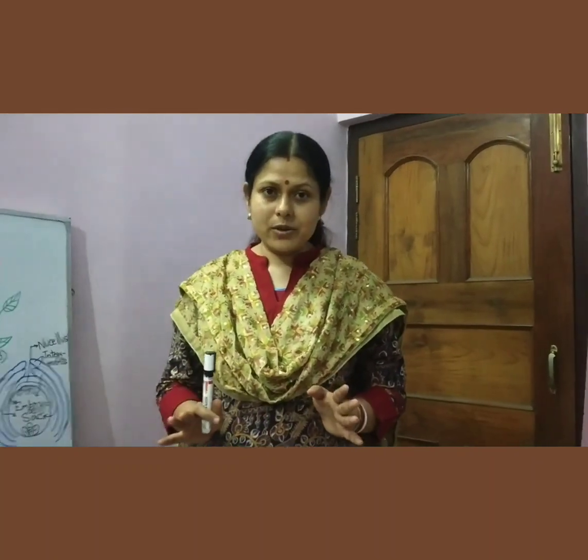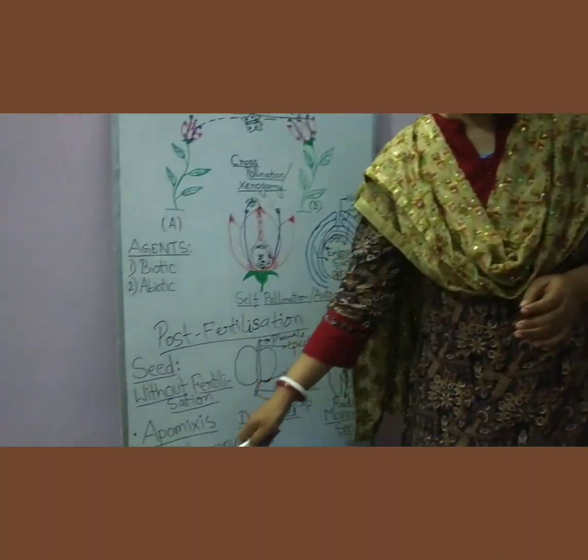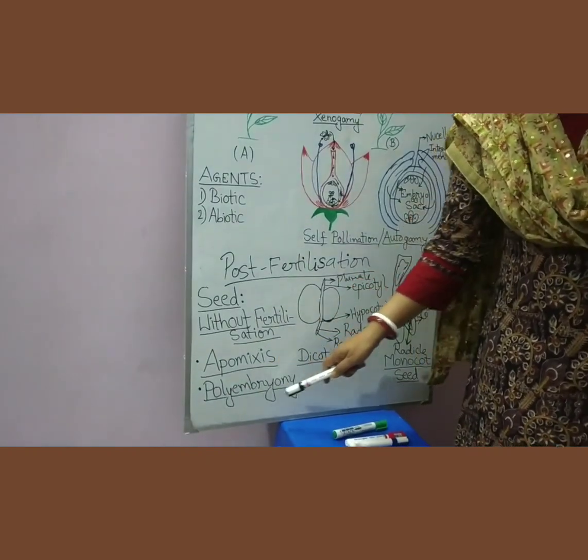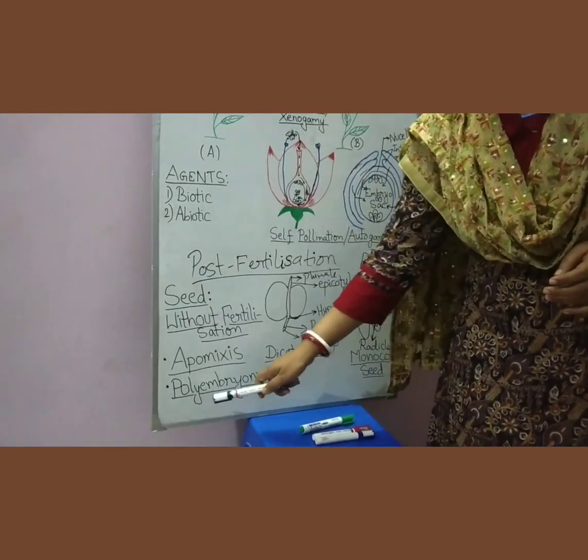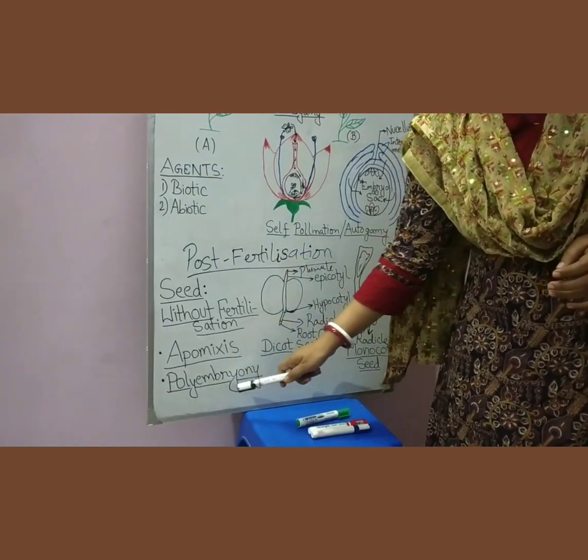Now the last topic of our chapter is polyembryony. What does this term polyembryony indicate? See, here two terms are there, poly and embryony. Poly means many and embryony means embryos.